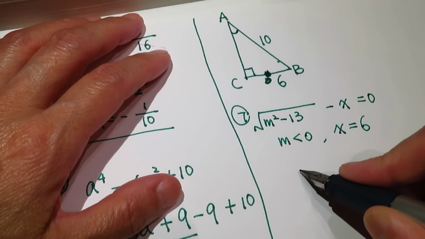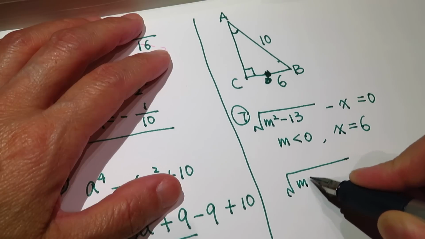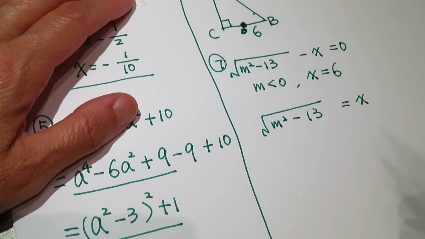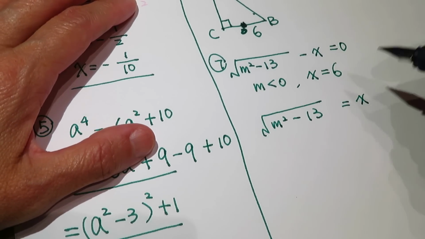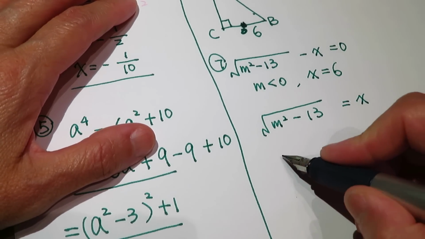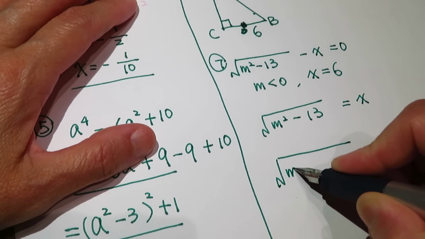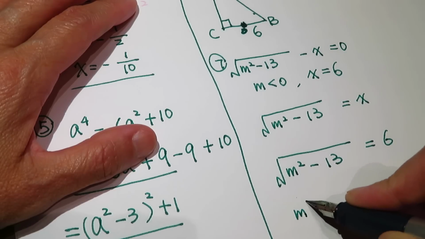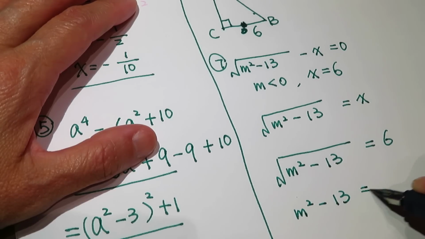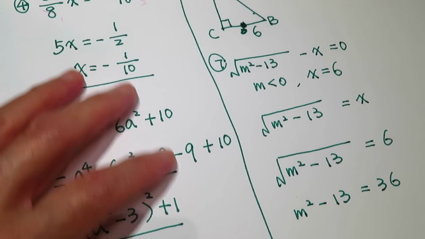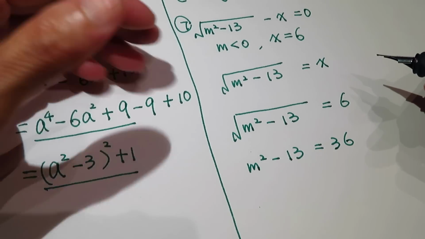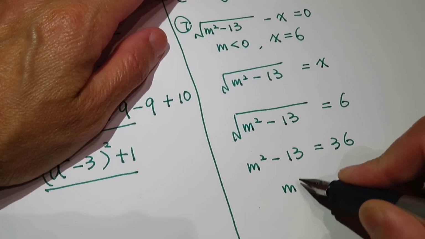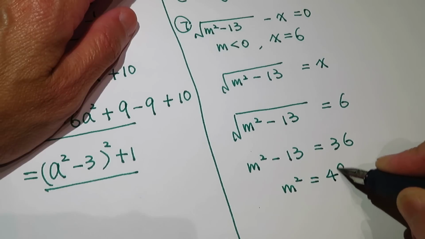We can do this way. M square minus 13 equal x, and x is 6, we know. So m square minus 13 equals 6. M square minus 13 equals 36. So we square it on both sides. So m square equal 49.